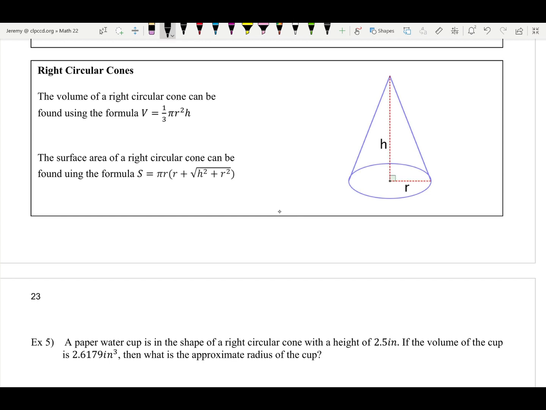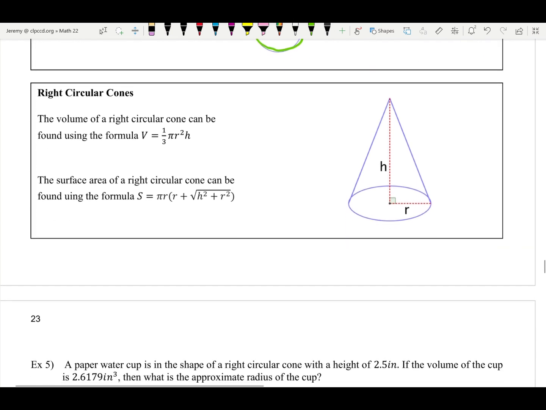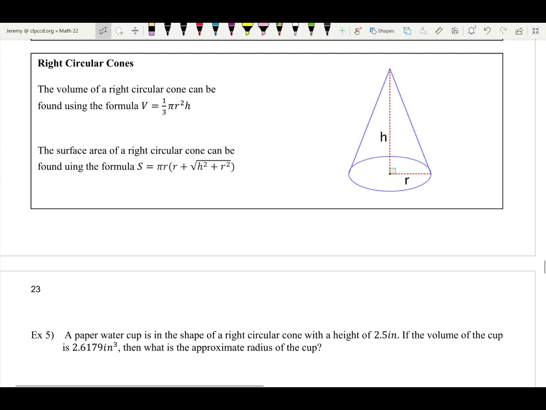The volume is given by this 1/3 pi r squared h, so really not so different from this formula, just multiplying the volume of a cylinder by 1/3. And the surface area is given by this formula, pi r times r plus square root of h squared plus r squared.